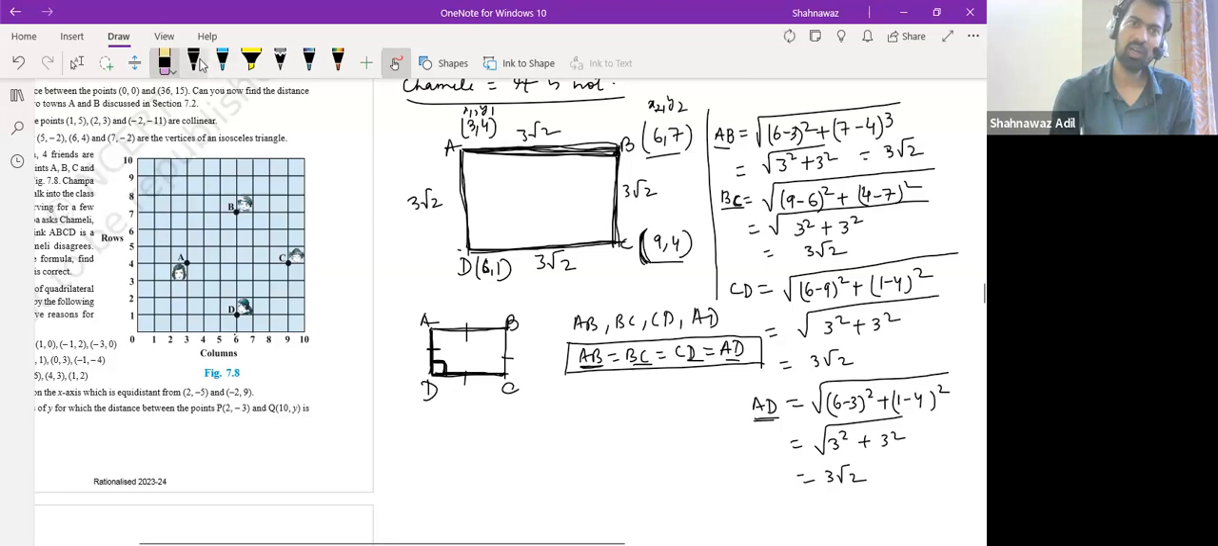So now we have to prove that this angle is 90 degrees. How can we prove that? Let me draw this line, a diagonal, so that you guys can understand. If this is 90 degrees, then this would be the hypotenuse, this would be the perpendicular, and this would be the base.